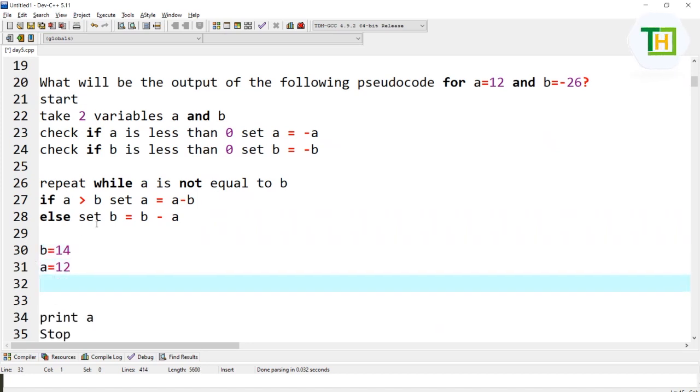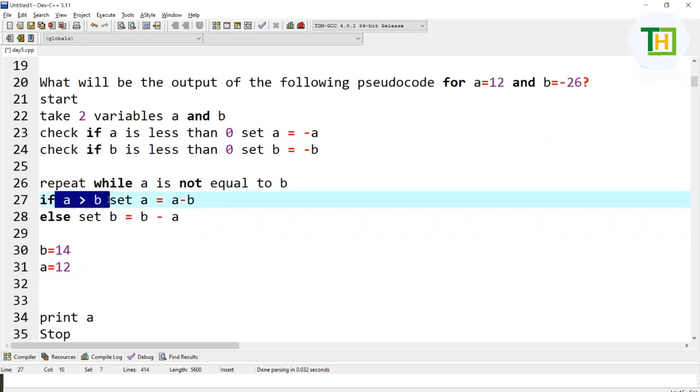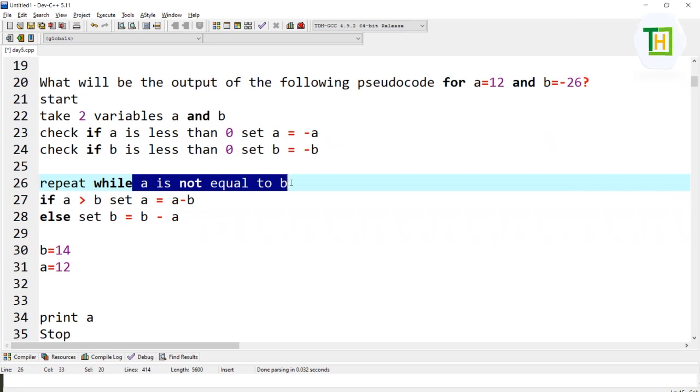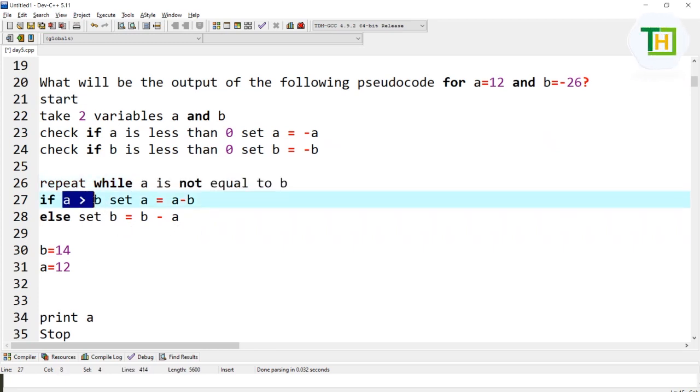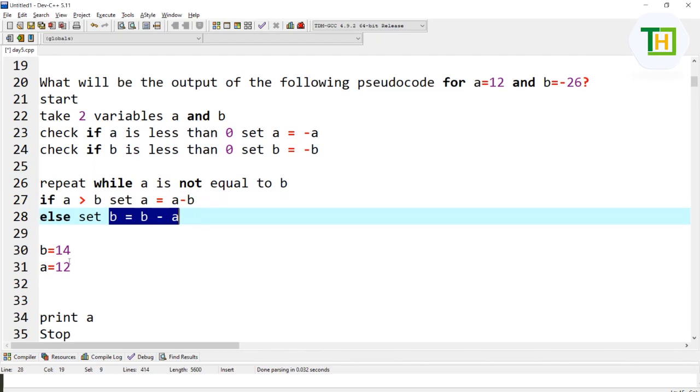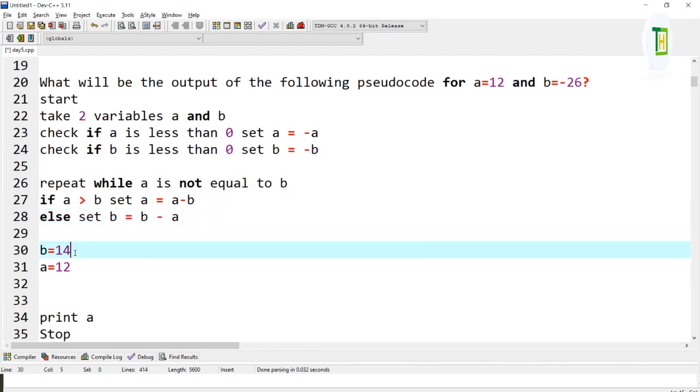Okay. Then again, is A greater than B? It is repeating again. Is A not equal to B, right? 12 is not equal to 14. Again, it is repeating. Is A greater than B? No. Then again, B is equal to B minus A. Then it becomes a 2 here.